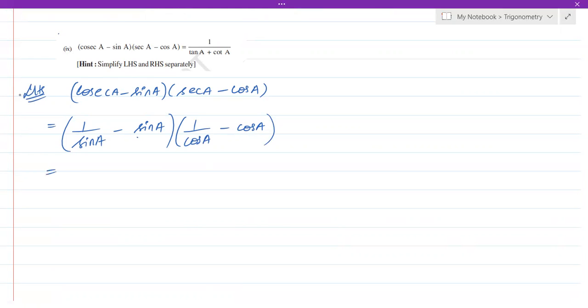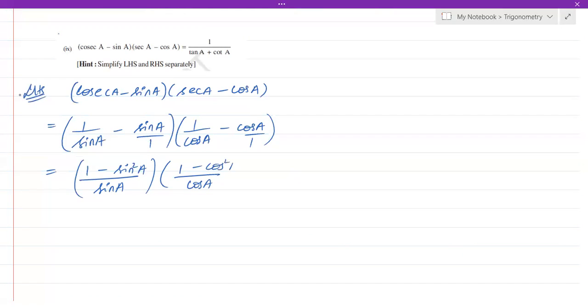Now we must take LCM. The sin A can be written as sin A by 1, cos A can be written as cos A by 1. So multiply sin A into 1 is sin A. Then crisscross, 1 into 1 is 1, minus sin A into sin A is sin square A, isn't it? Now 1 into cos A is cos A, crisscross, 1 into 1 is 1, cos A into cos A is cos square A.